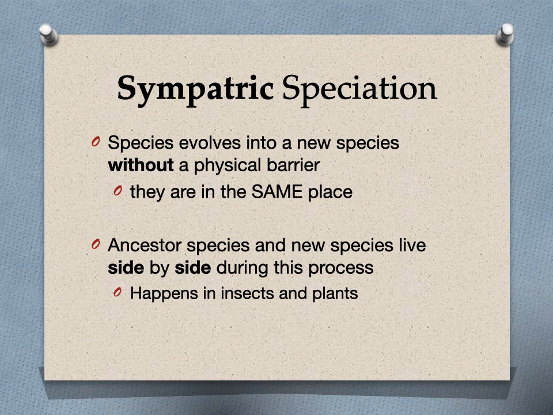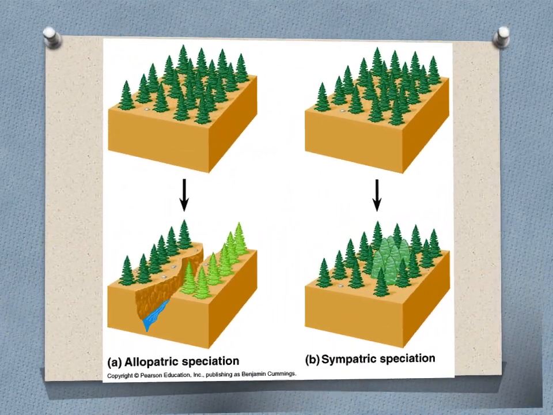Sympatric speciation, S for sympatric, S for same. They are in the same place, and this is one that evolves without some type of physical barrier, and they can occur side by side during this process. Insects and plants are great examples of these.